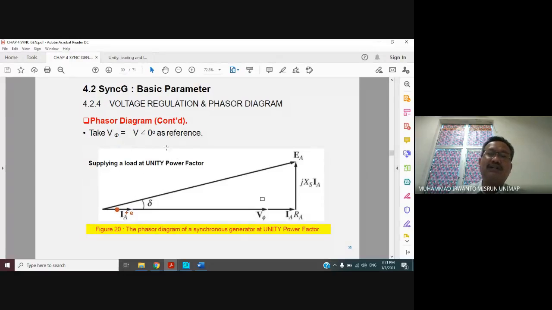Now, the type of the phasor diagram is related to the cos theta or power factor, and it is related to the type of the load. If the synchronous generator is loaded by only a resistive load, make sure that voltage and current are in phase.